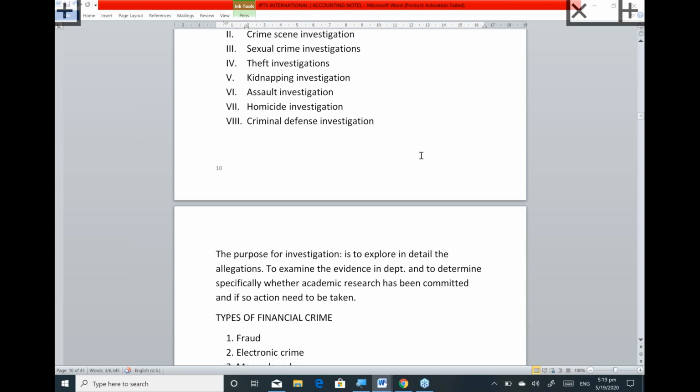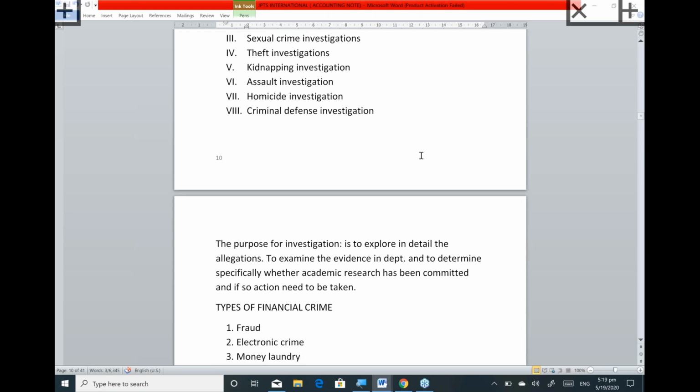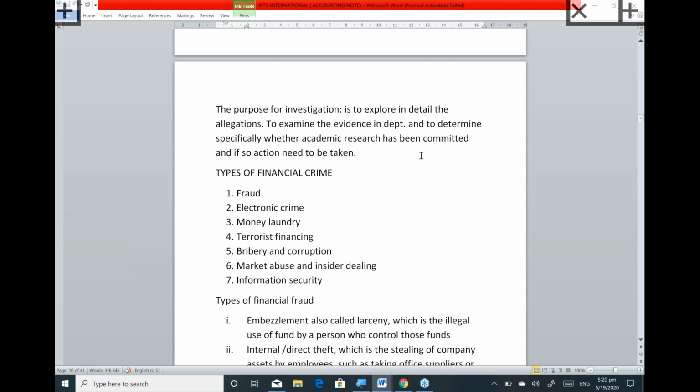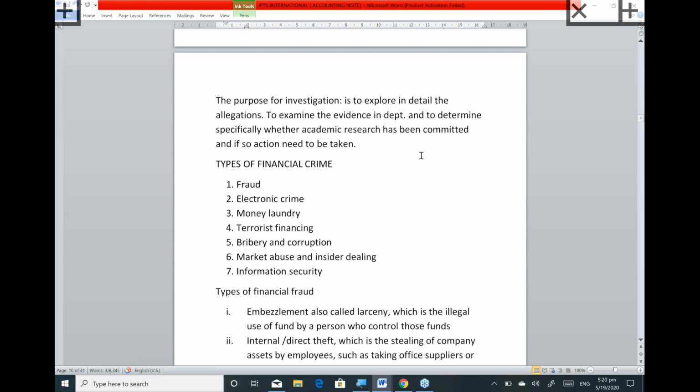The types of financial crime we have seen: fraud, electronic crime, money laundering, terrorism financing, bribery and corruption, market abuse, and insider dealing. Then we also have information security. Now, electronic crime, we know what electronic crime is. We are still going to deal with that later. Then we look at types of fraud. What are the types of fraud that we have?